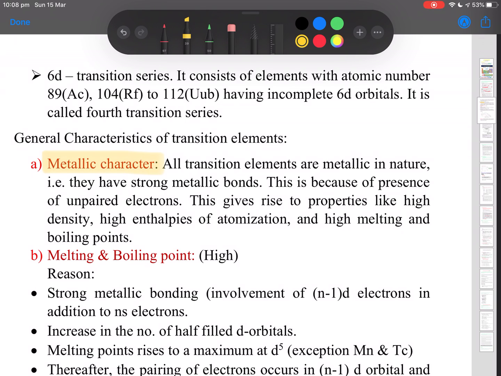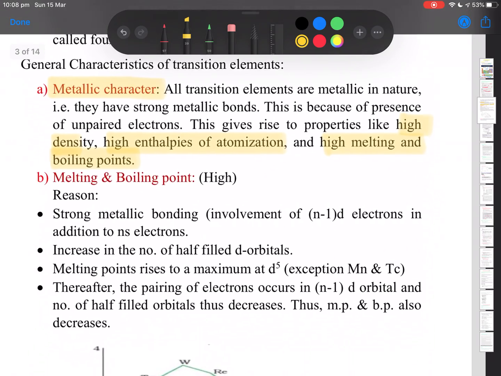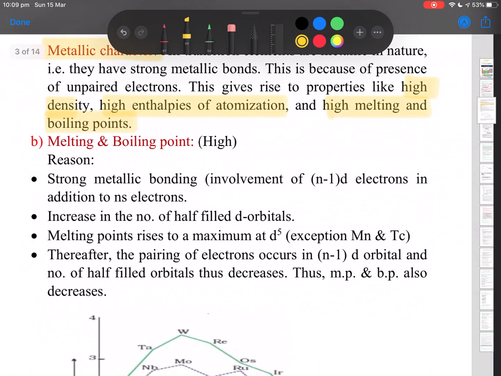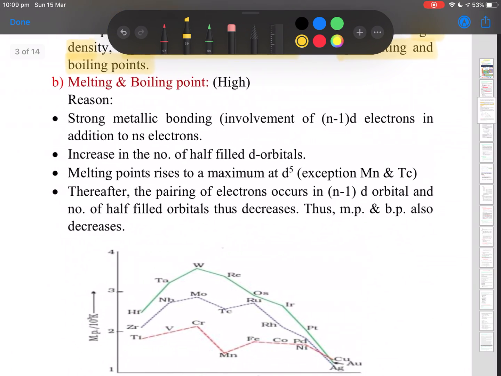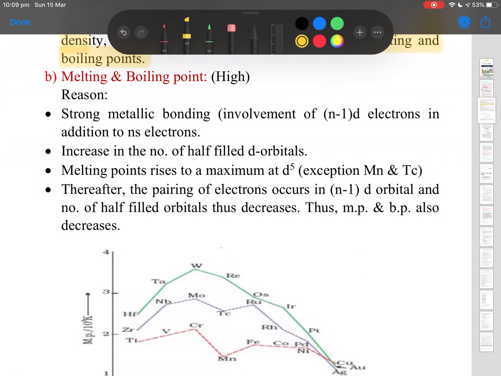So since they are metallic in character, they should have high density, they should have high enthalpy of atomization, and they should have high melting and boiling point, which we'll be discussing in the follow-up lecture. Okay, so now let me also cover this melting and boiling point. Very, very interesting property. Since they are all metals, therefore, obviously they will have a high melting and boiling point. So what is the reason of this high melting and boiling point?